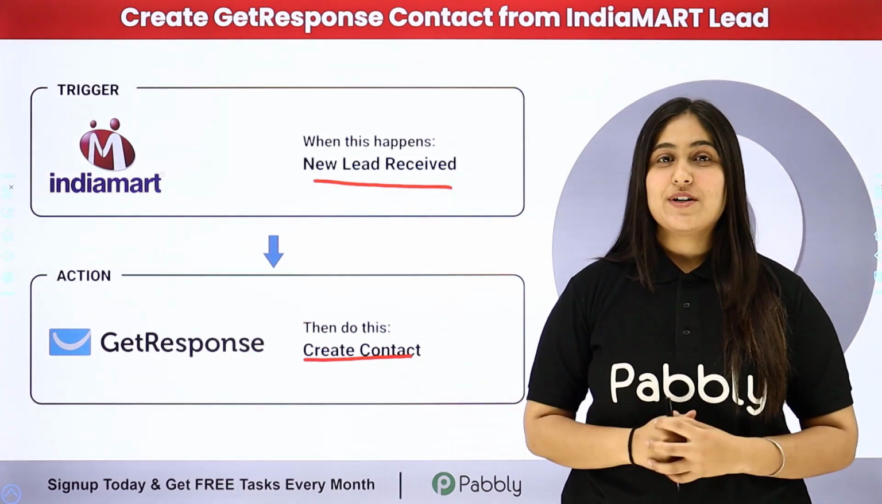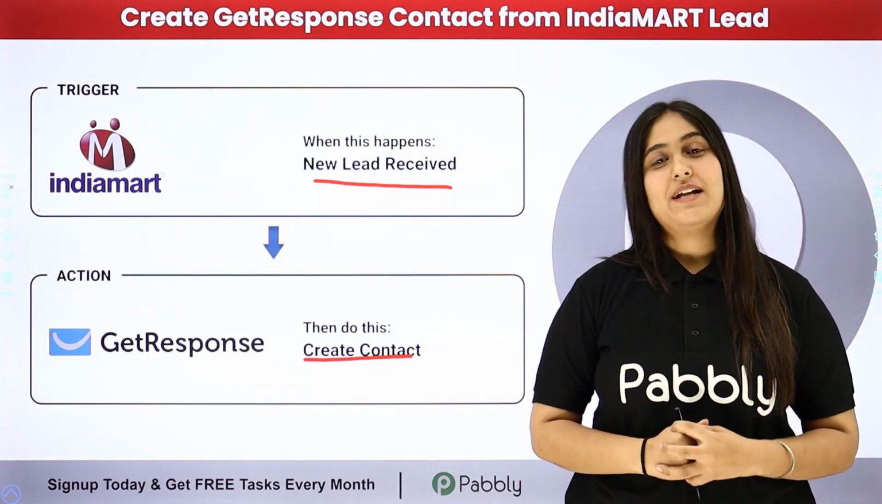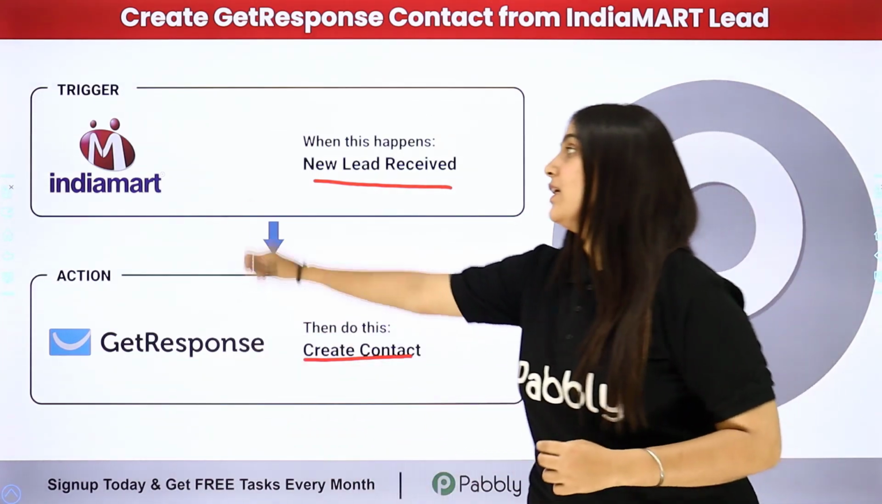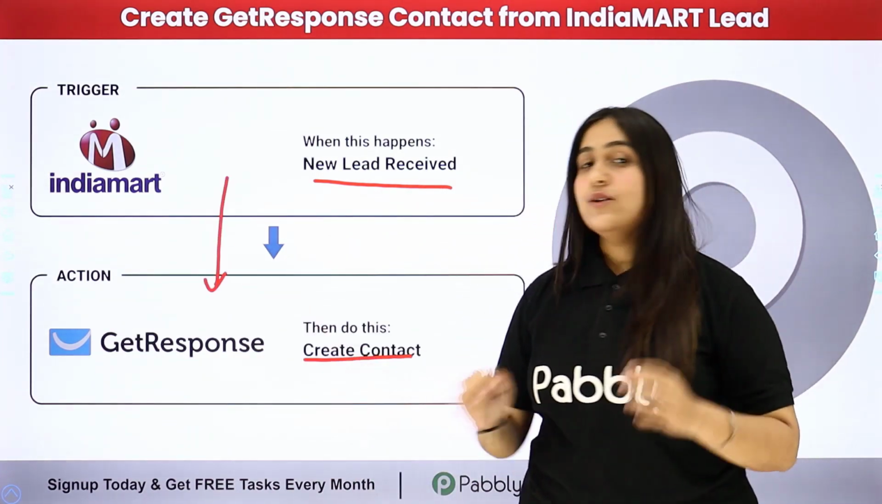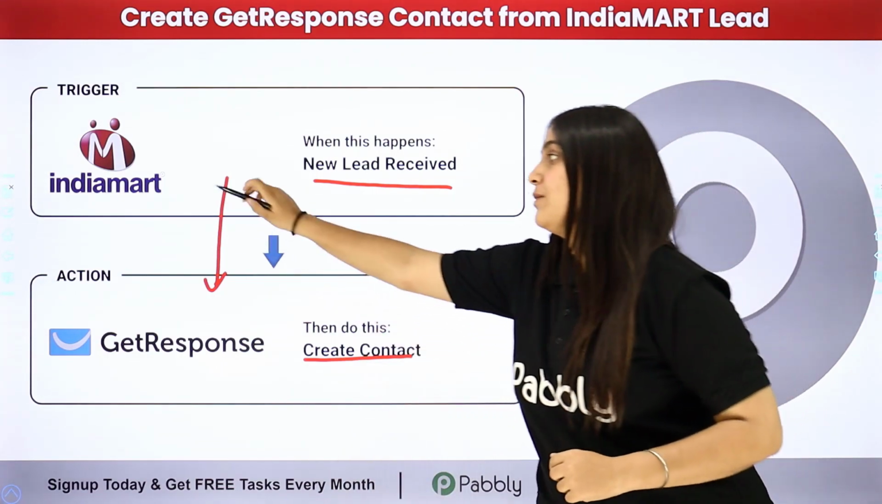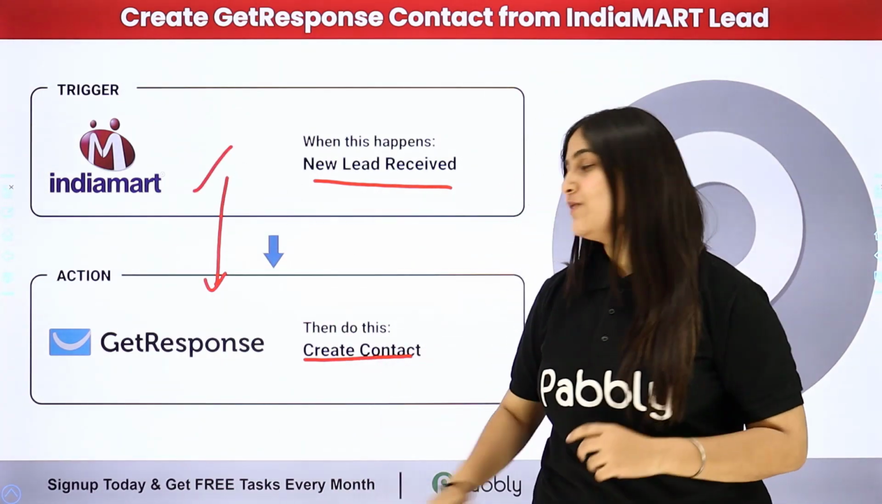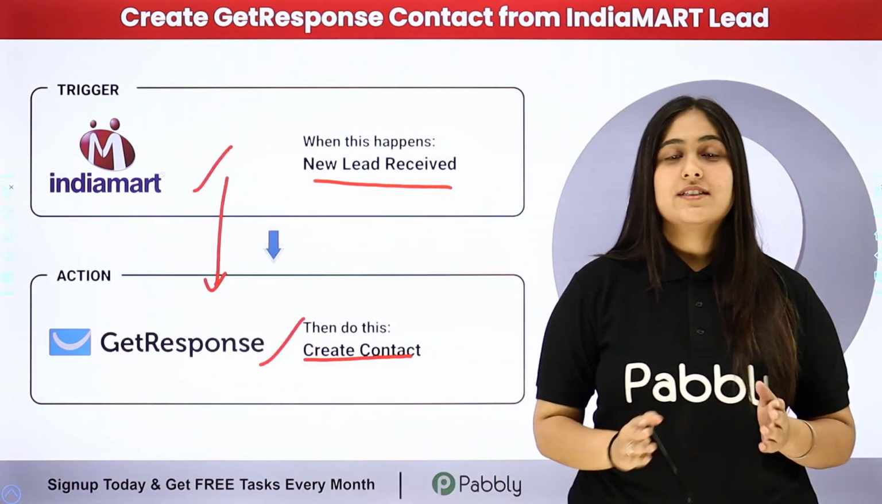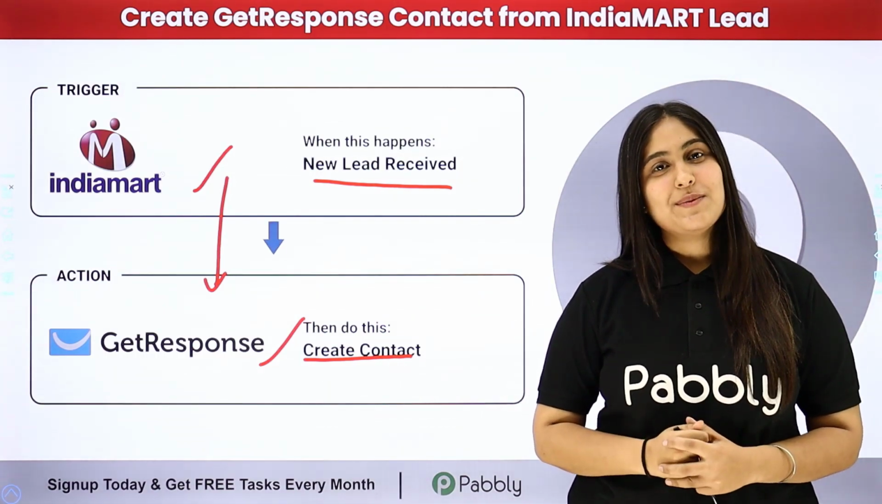So to automate this process, we will use an automation software named Pabbly Connect, in which we need to connect a trigger and an action. So in this process, our trigger application will be IndiaMart and our action application will be GetResponse. So to learn this process step by step, let me take you to my screen.